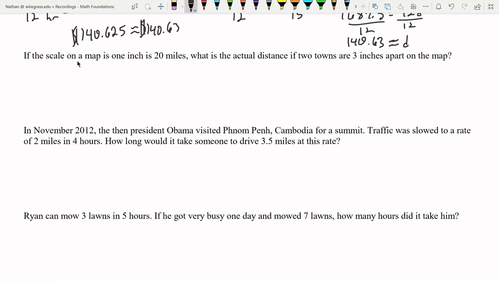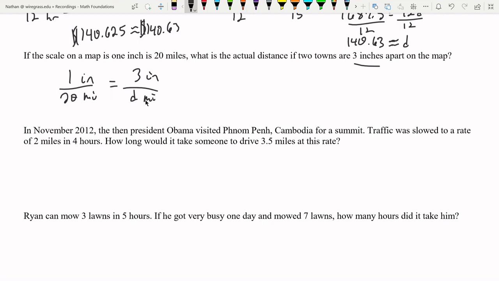Okay, the scale on a map is 1 inch to 20 miles. So it's going to be 1 inch on the map is 20 miles in the actual distance. What is the actual distance of two towns that are 3 inches apart on the map? So we have 1 inch goes to 20 miles. Then we have 3 inches on the map. And we're asking how far apart is this? So what's the distance in miles?